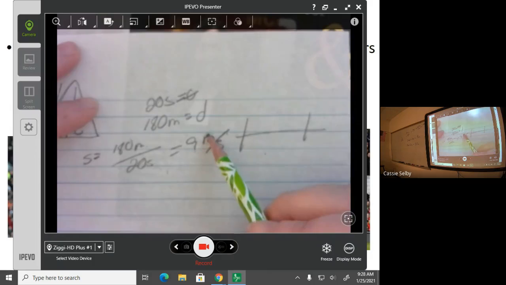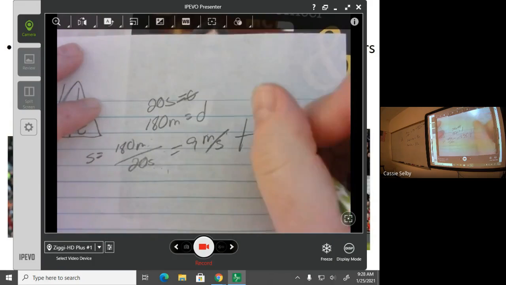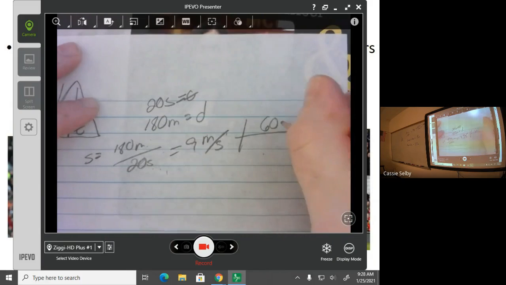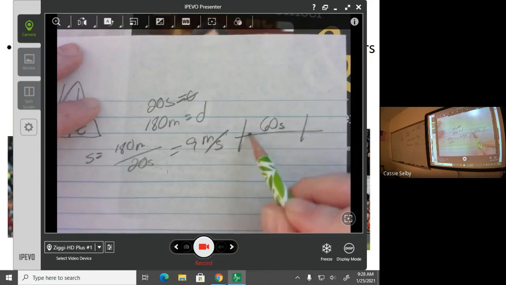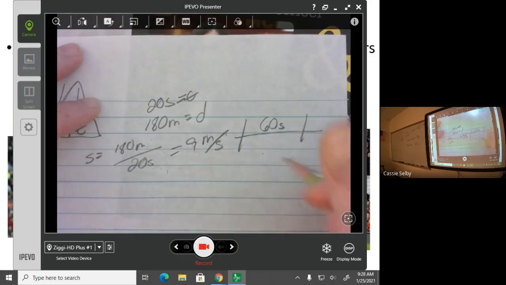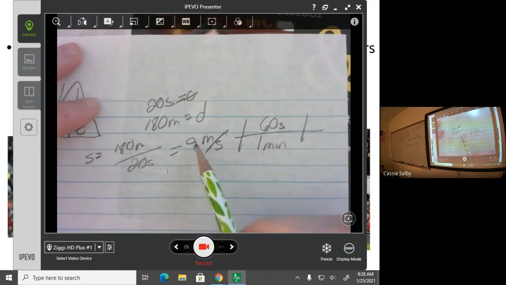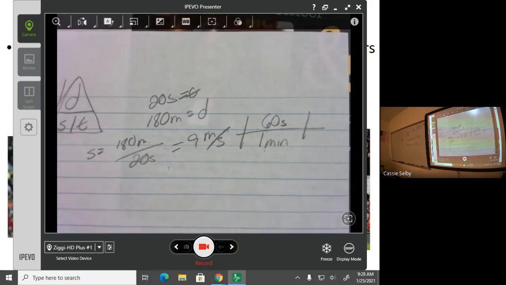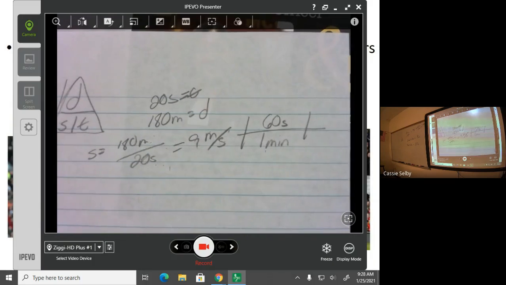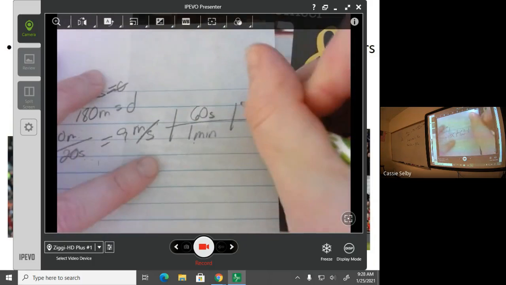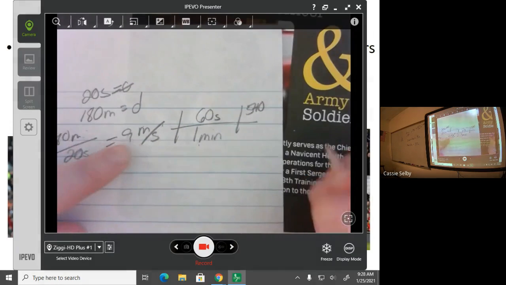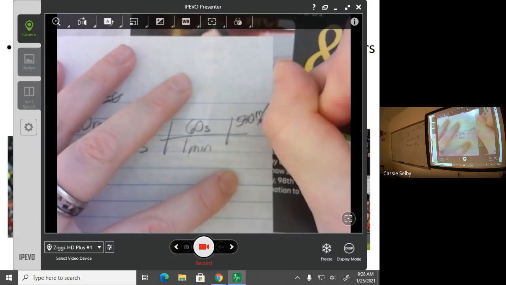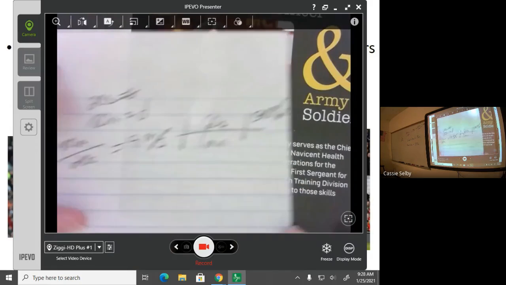Well, how many seconds are in a minute? Hopefully you guys know that that's 60. And 60 seconds winds up going on top so that my seconds cancel because this is on bottom. You have to do the opposite to whatever you have. The inverse, right? So if you multiply this by 60 seconds, so 9 times 60, you get 540 meters per minute. Okay?